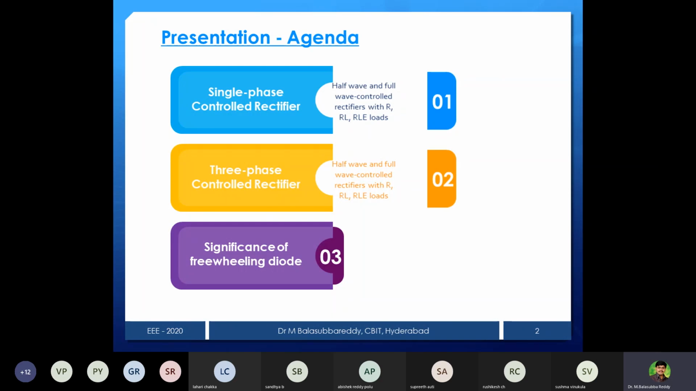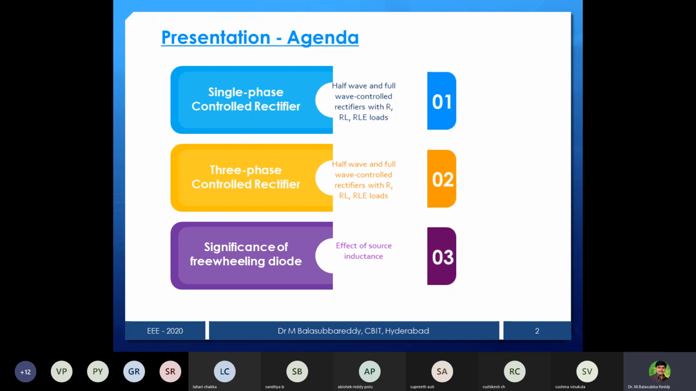Once the pulse number increases, automatically the magnitude will increase. And the significance of the freewheeling diode: what is the effect of the freewheeling diode? It is connected across the load, as we discussed in the first unit, that is a power diode. Here we use it as a diode across the load to suppress the negative conduction, and automatically performance and efficiency are going to be improved.